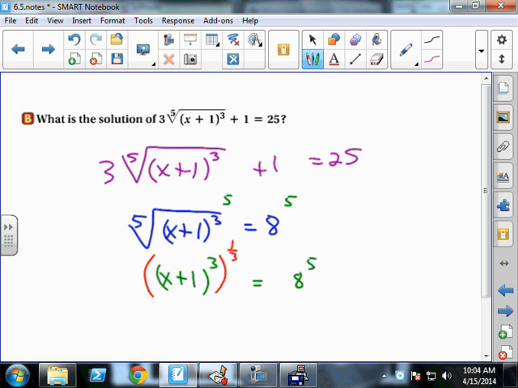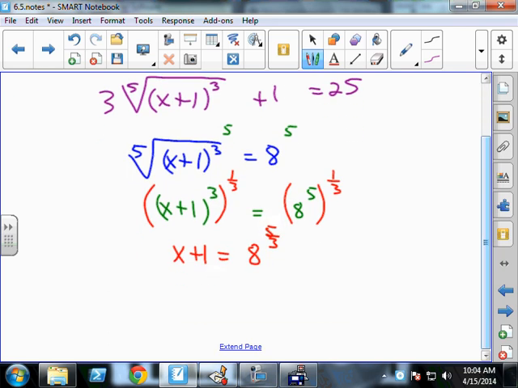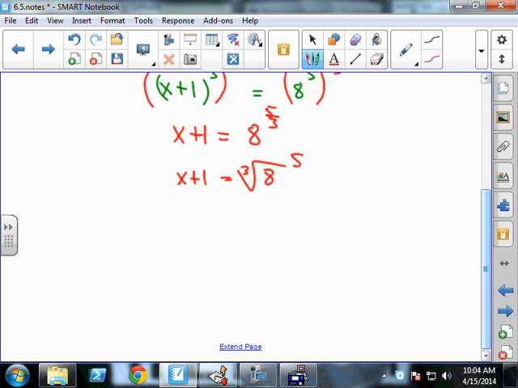Remember, taking the 3rd root, raising it to the 1/3 power, same thing. So I want to raise this to the 1/3 power. That's going to give me x plus 1 equals 8 to the 5/3. So 8 to the 5/3 is really the 3rd root of 8 to the 5th. 3rd root of 8 is 2. 2 to the 5th is 32. So here I'm going to get 31 for my solution.